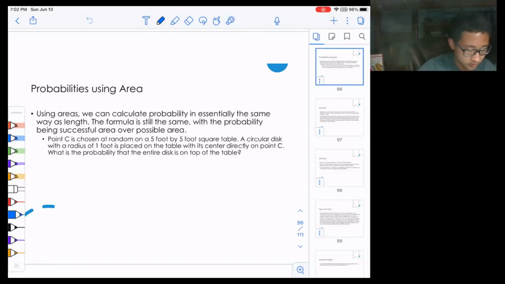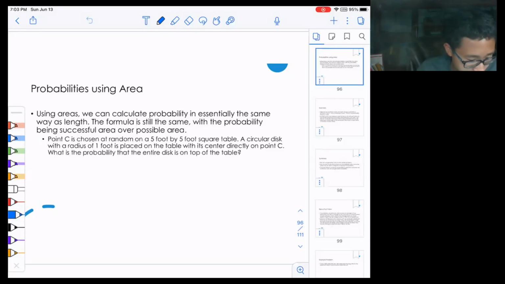So let's start with the problem. Point C is chosen at random on a 5 by 5 foot square table. A circular disc with a radius of 1 foot is placed on the table with its center directly on point C. What is the probability that the entire disc is on top of the table? Basically, we want to find the probability that the whole thing is going to be in the area of the table.